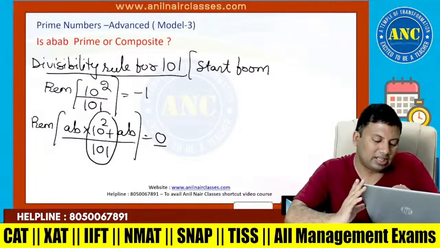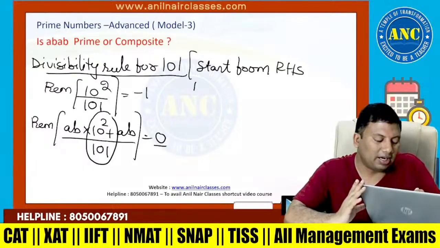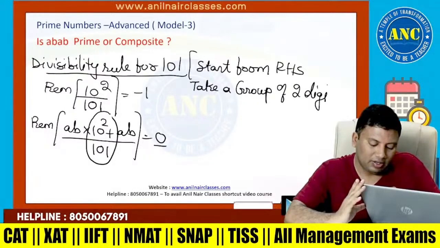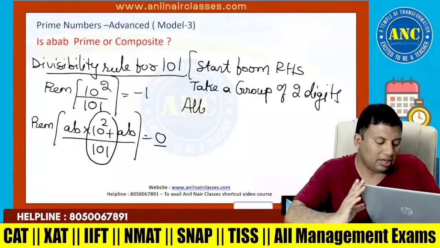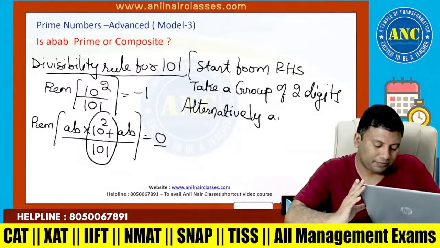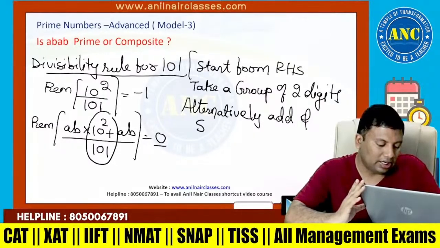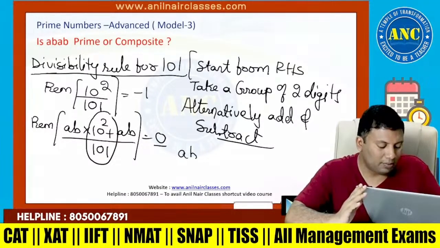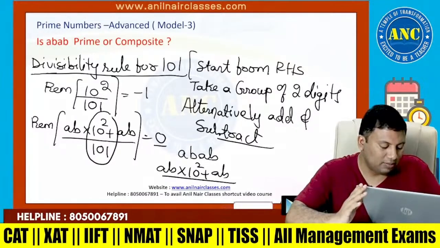So what is the divisibility rule for 101? Start from right hand side. Take a group of 2 digits. Alternately add and subtract. If I alternately add and subtract, I will get the remainder when you divide a number by 101. So AB, these are nothing but AB into 10 square plus AB divided by 101, minus AB plus AB.